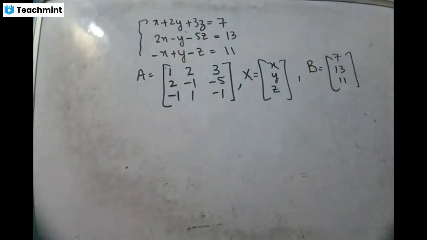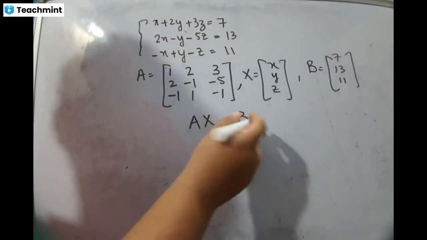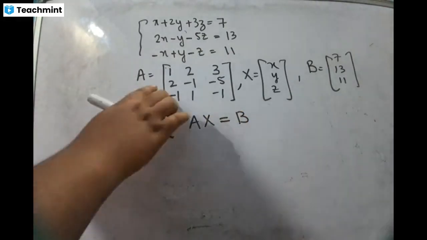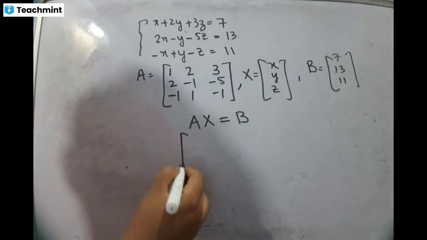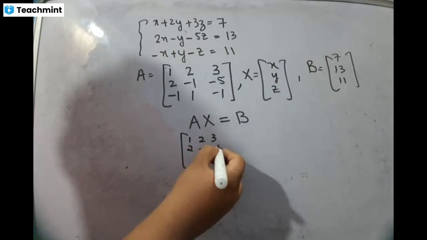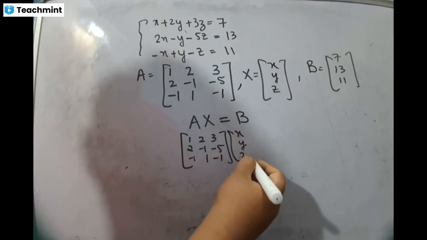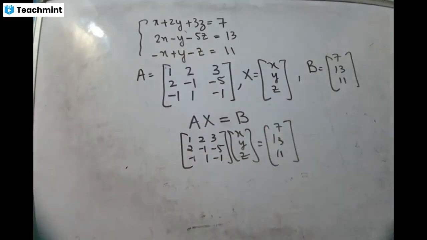So the above equations can be expressed in terms of three different matrices. Now these three matrices can be written as AX equal to B. How? Because when you multiply the first matrix with the second matrix, you get the third matrix. Now just replace their values. What is the value of A? 1, 2, 3, 2, minus 1, minus 5, minus 1, 1, minus 1. What is the value of X? X, Y, Z. And what is the value of B? 7, 13, and 11. So the right option that I see out here is option number B.